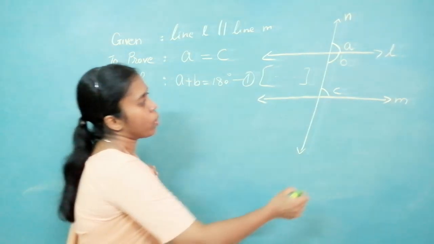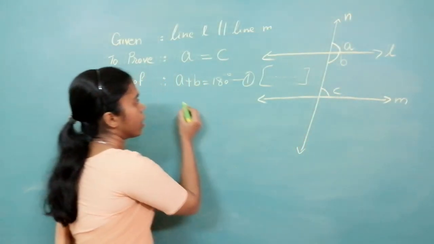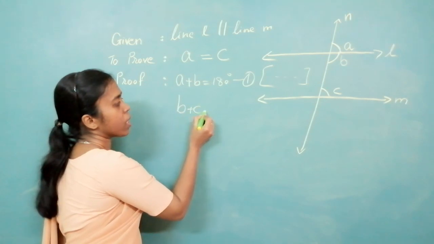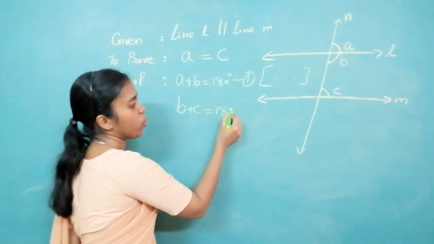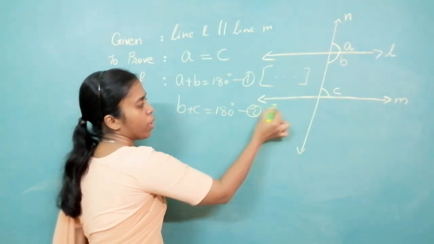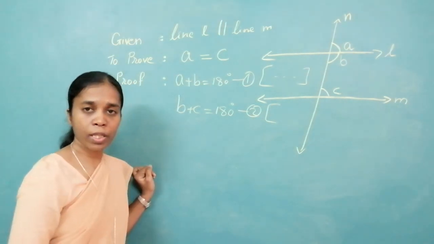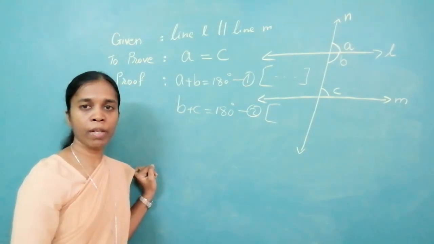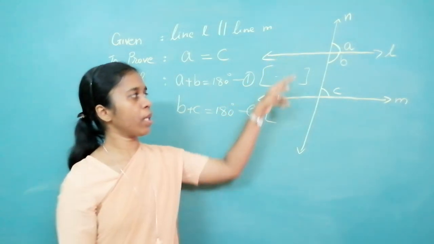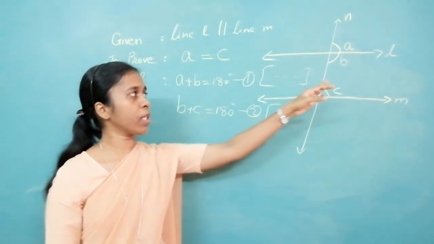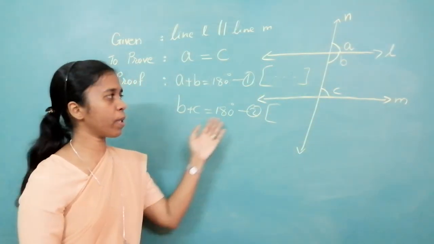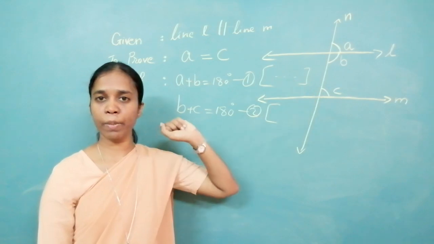Okay. What about B and C? I can say that B plus C also is equal to 180 degrees. Why do I say that B plus C is equal to 180 degrees? Previous theorem, that is what I have learned. Lines are parallel, that is given to me. Then the interior angles are supplementary. So B plus C is 180 degrees because they are supplementary.